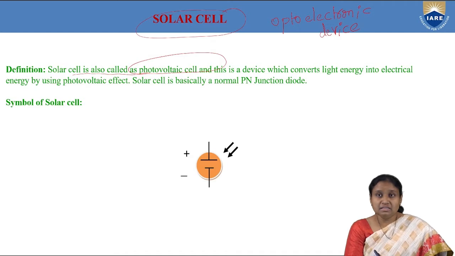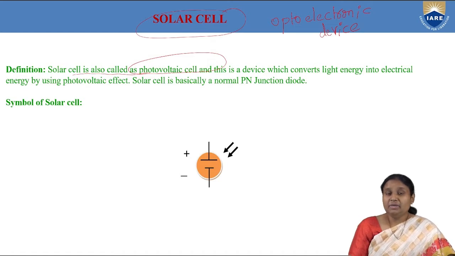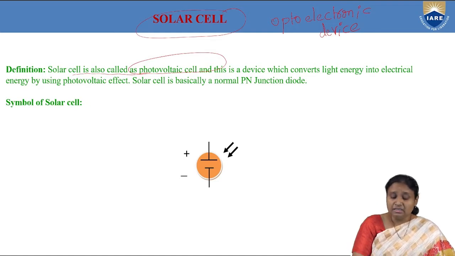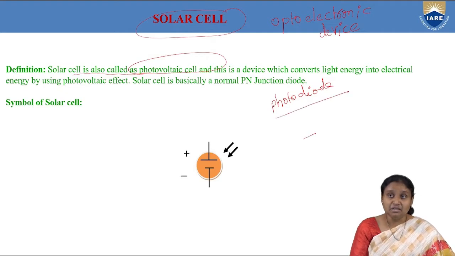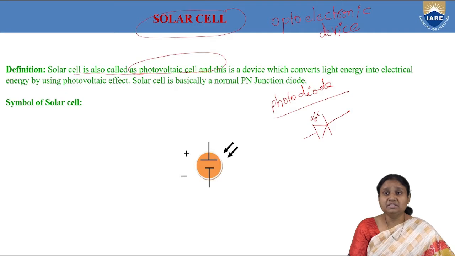Now, when we talk about an optoelectronic device, solar cell or photovoltaic cell, what exactly is the difference? In my previous videos, I have already discussed one more optoelectronic device which is very close to the solar cell. That device is our photodiode. When we represent our photodiode, we make use of the symbol of a diode. The input energy here is light energy, and the output energy is electrical energy.